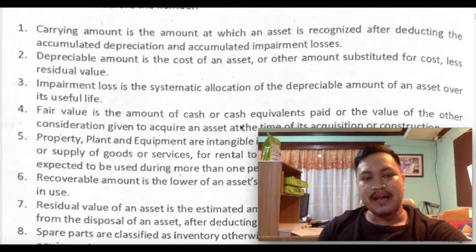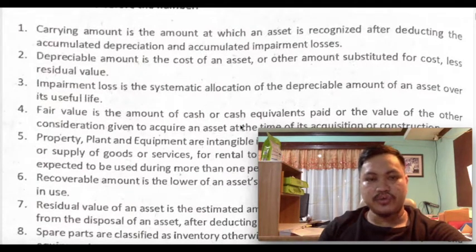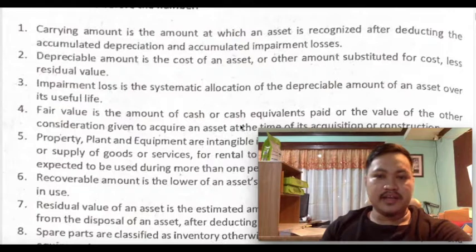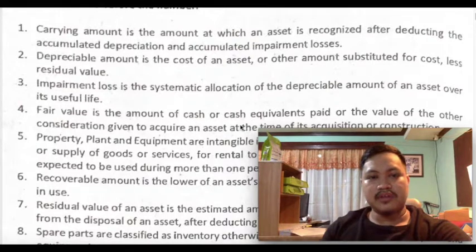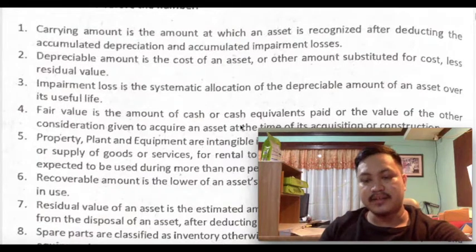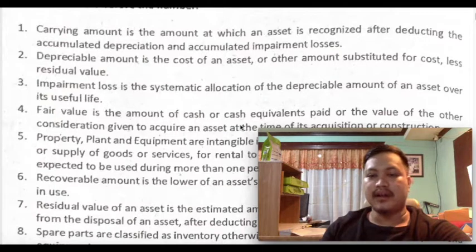If you will be asked for the definition of carrying amount in its general use or the generally accepted definition for carrying amount, your carrying amount would simply be the amount in which the asset is carried or recorded in your statement of financial position. The amounts that you would see in your statement of financial position class represents the carrying amount of the asset. That would be our general or broad definition for carrying amount.